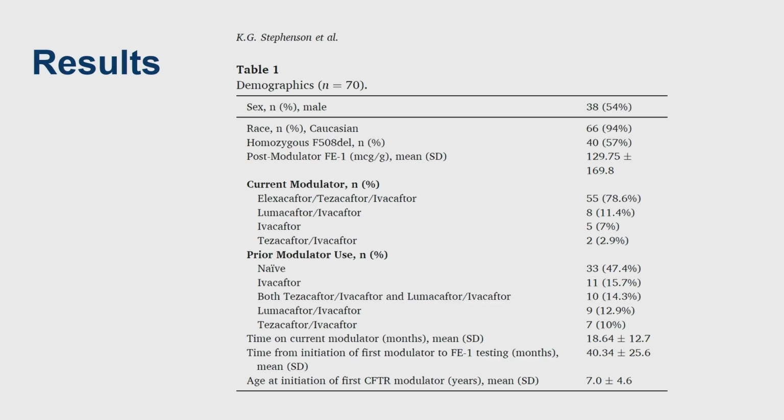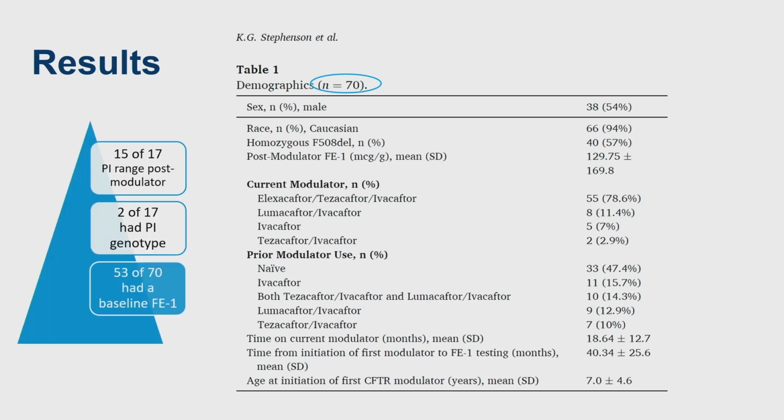So what did we find? We had a total of 70 children across the 3 centers. 53 of these had a baseline elastase available to us. We didn't require that they have it for the study, but we knew that 53 did, usually from birth or diagnosis, but any time before modulator was started. 15 of those 17 had a value of pancreatic insufficiency after modulator, so we can assume that even though we didn't have a baseline, they probably had a value prior to modulator. And 2 of them who did not have a baseline also had a genotype associated with PI.